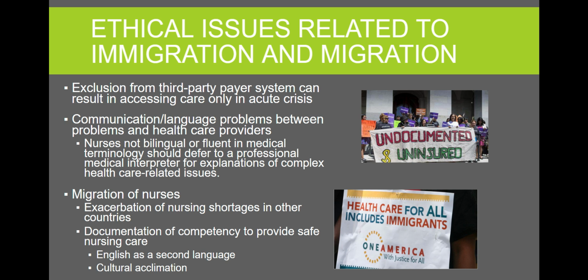Last thing we're going to discuss are some contemporary issues. Immigration and migration sometimes cause dilemmas. Exclusion from a third-party payer system. You have undocumented residents of the country. They can only access care in acute crisis or on a charity care basis. There's not a lot of primary preventative care. And if we work in a system like that, we might see people coming in with really advanced healthcare conditions that could have been prevented or managed with better access to care. So we need to advocate for them.